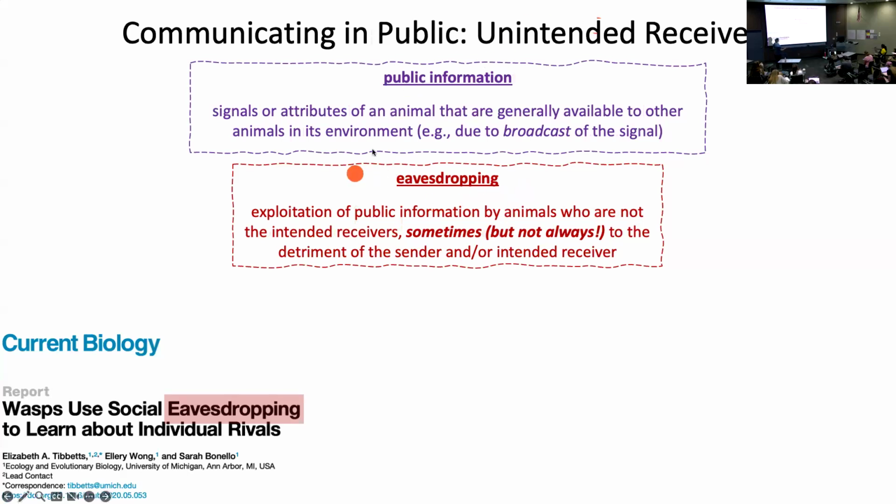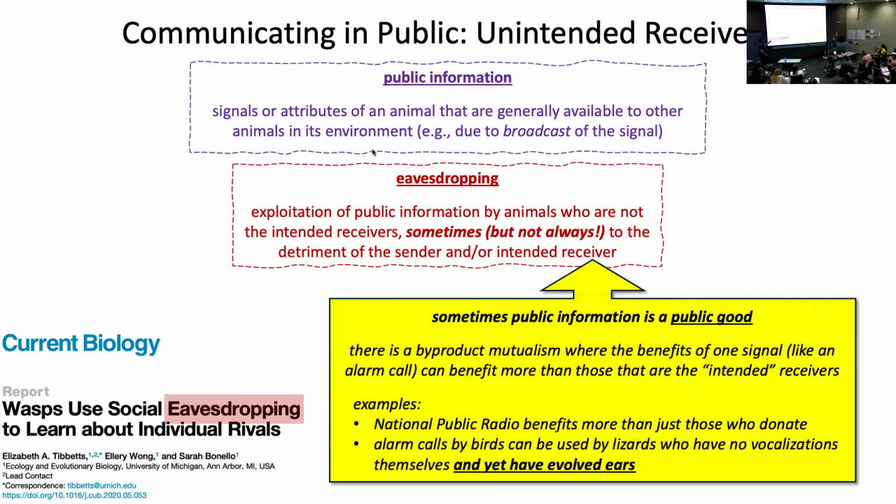So that's the term. When we talk about eavesdropping in animals, it's exploiting signals sent by a sender to another receiver, not you, and making use of that in some way that is good for you. Sometimes it's bad for the sender, but not always. And so sometimes this public information is a public good. For example, it might be that a bird sees a big predator and has an alarm call. And so this is this example down here.